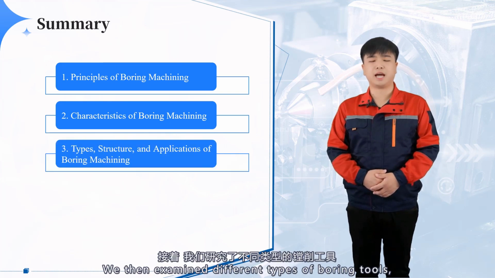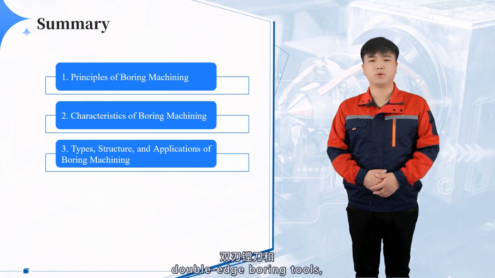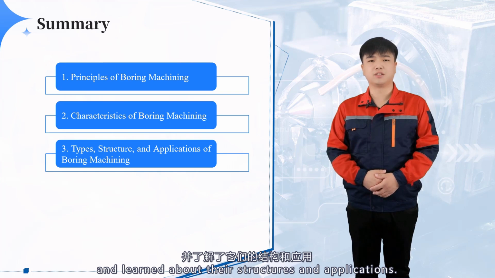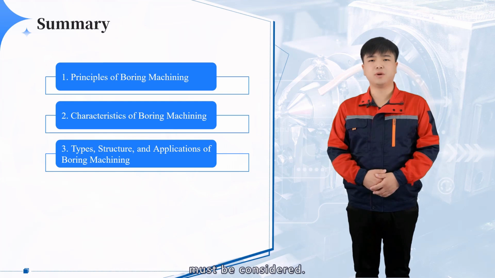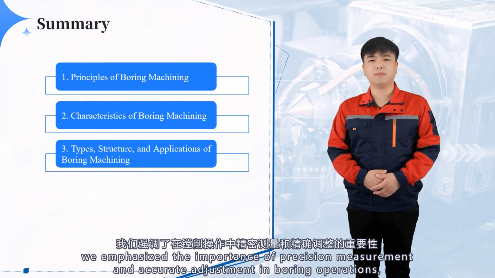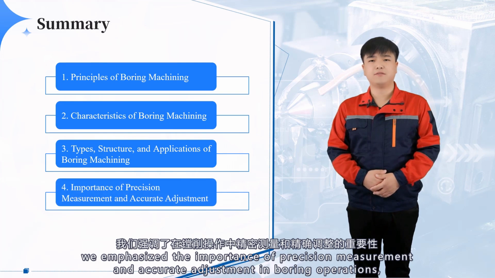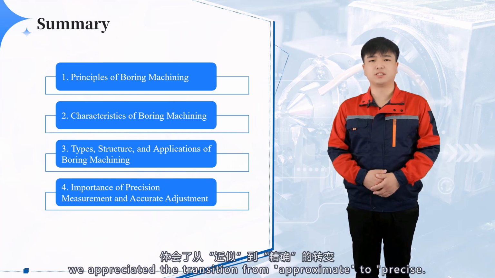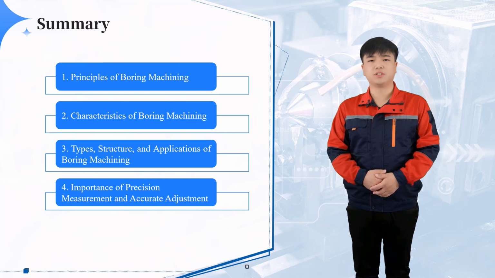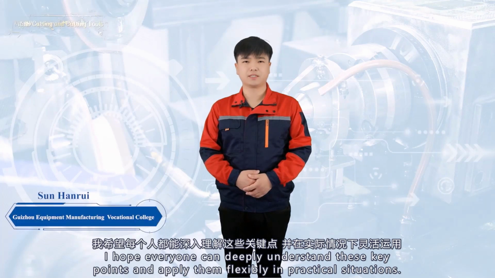We then examined different types of boring tools, such as single-edge boring tools, double-edge boring tools, and fine adjustment boring tools, and learned about their structures and applications. When selecting a boring tool, factors such as the size and the precision requirements of the hole, as well as the material and the shape of the workpiece, must be considered. Finally, we emphasized the importance of precision measurement and accurate adjustment in boring operations, and through case analysis, we appreciated the transition from approximate to precise. I hope everyone can deeply understand these key points and apply them flexibly in practical situations.